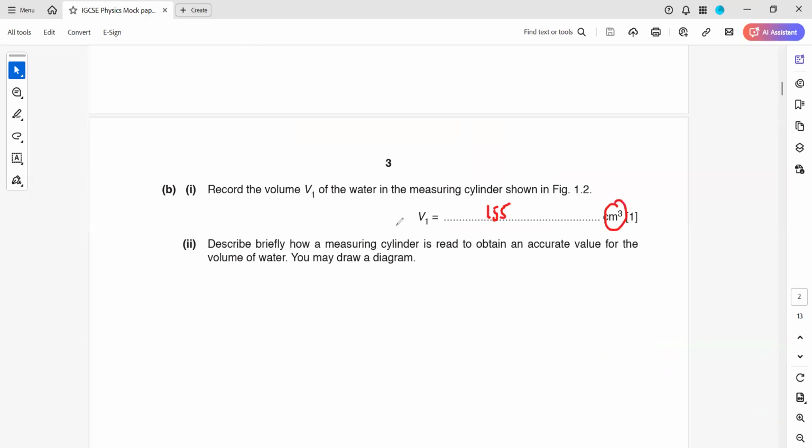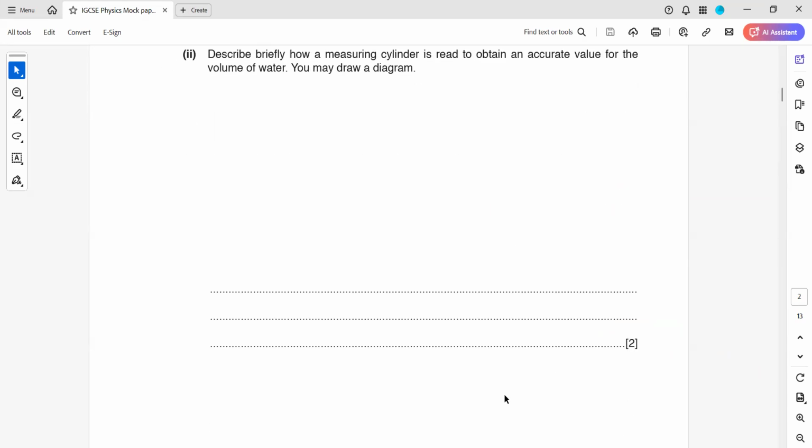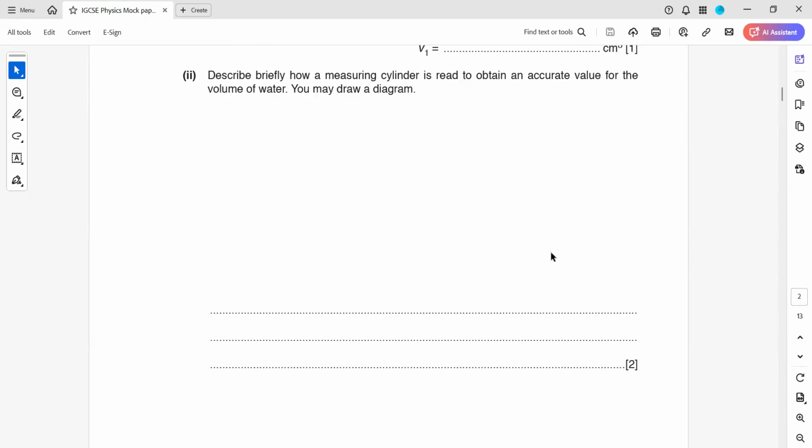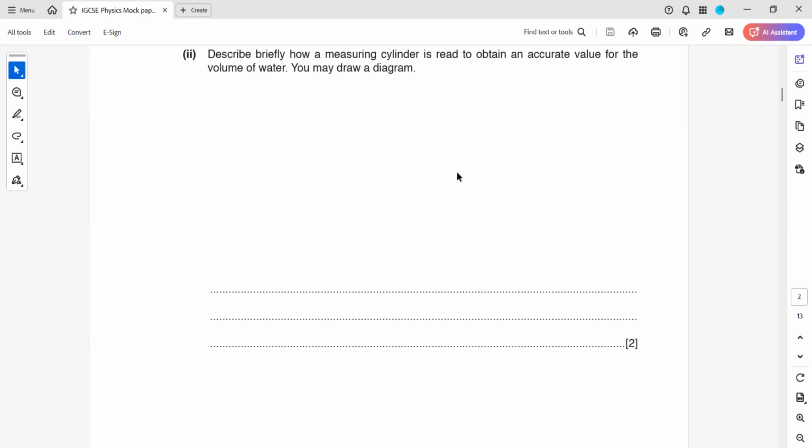Describe how a measuring cylinder is read to obtain an accurate value, and you may draw a diagram. So we are using a measuring cylinder to record the volume of the water, or the volume of the object, as it has displaced the liquid. So what we should do, we should draw a measuring cylinder.